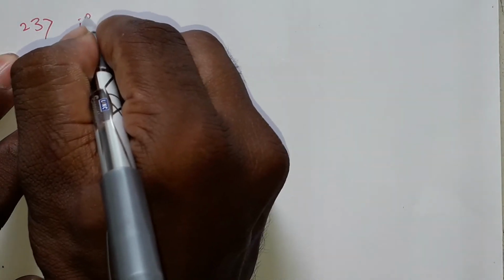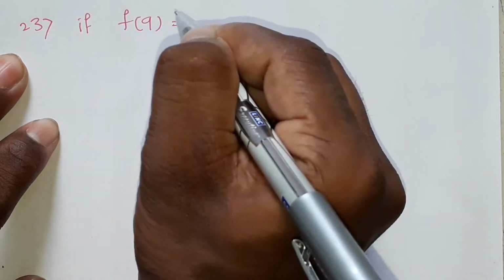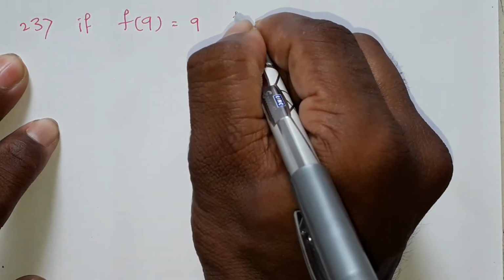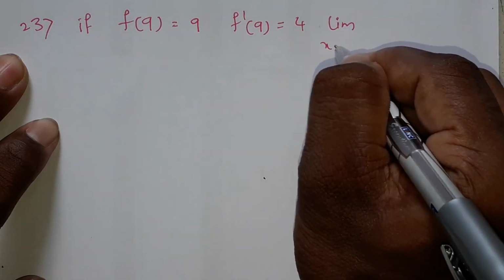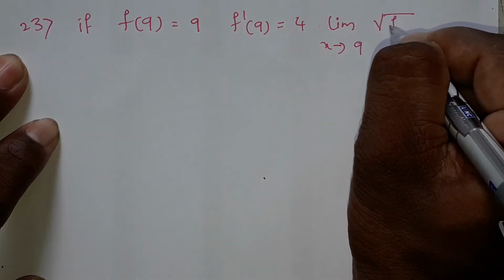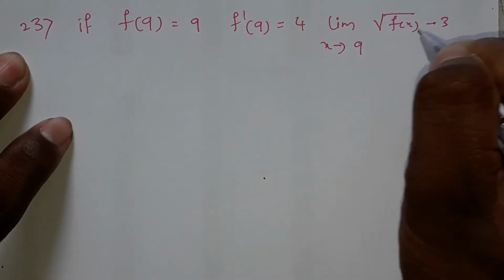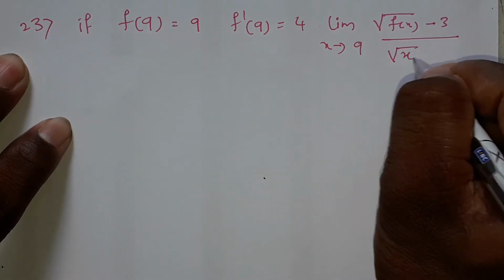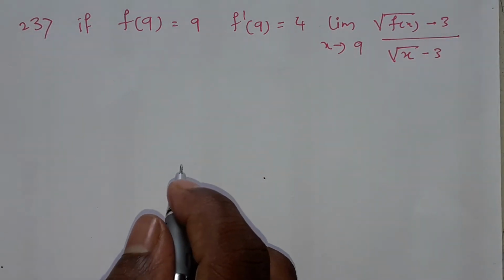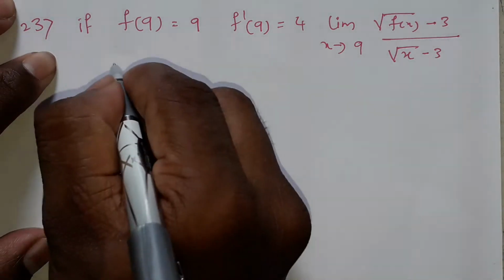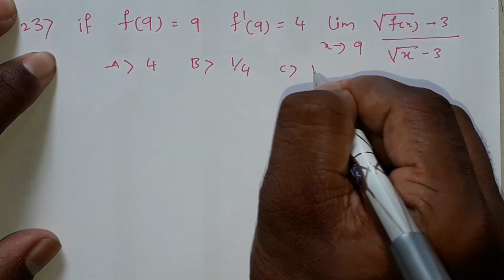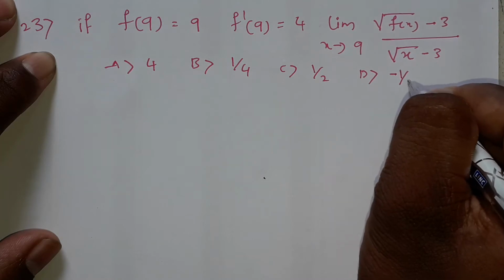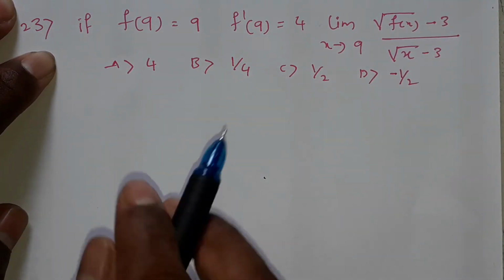23rd question. If f of 9 equal to 9, f dash of 9 equal to 4, limit x tends to 9, (under root f of x minus 3) by (under root x minus 3). Option A is 4, option B is 1 by 4, option C is 1 by 2, option D is minus 1 by 2.